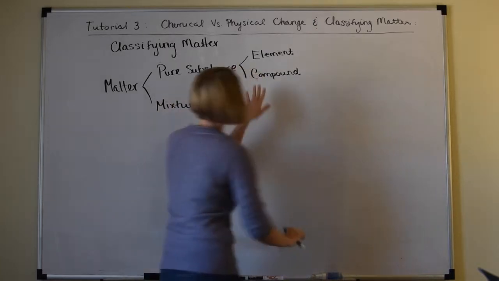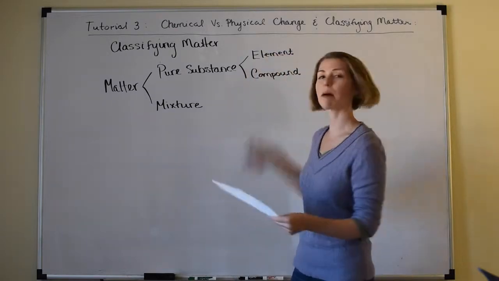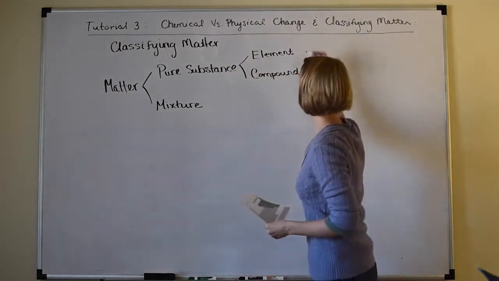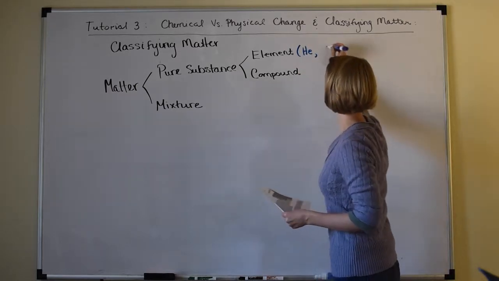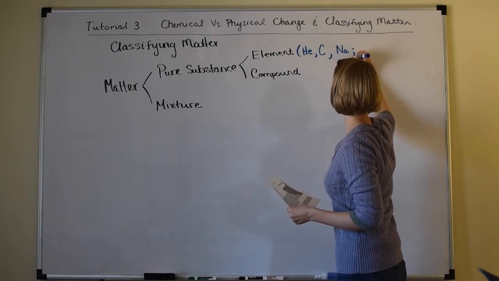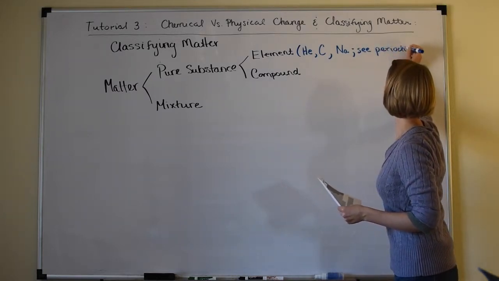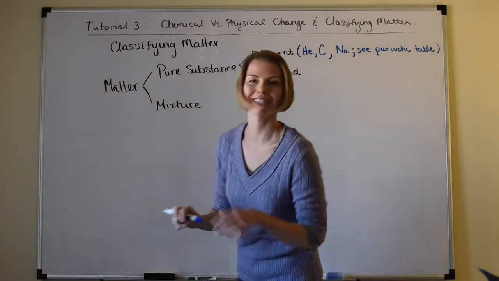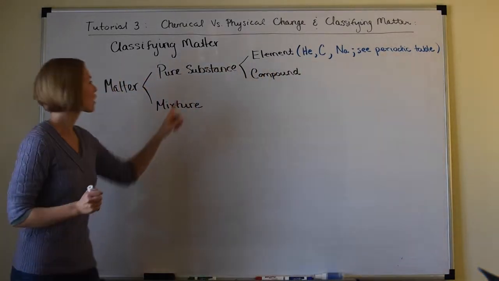Okay. And before we go on to compounds, let's just look at our periodic table, whatever periodic table you have in front of you, and write down a couple examples of elements up here in our flow chart. So I'm just going to pick a couple that I think you'll be familiar with. Helium is an example of an element. Carbon, sodium, and then I'll just write C, periodic table. Okay, there's a bunch more examples in the periodic table. 115 total.